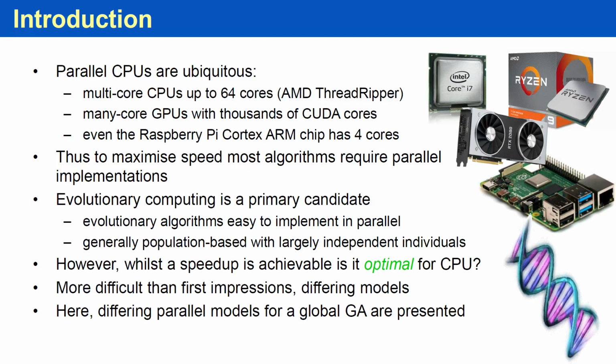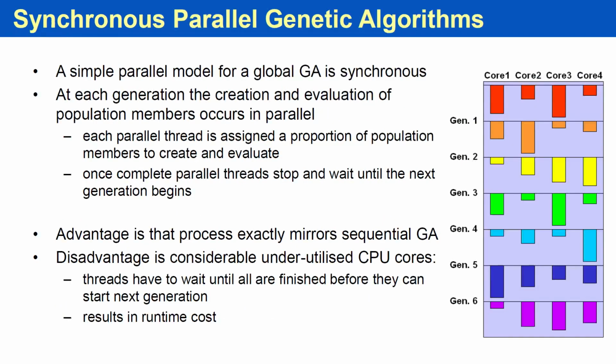The first of these would be a simple synchronous global GA. At each generation, the creation and the evaluation of population members occurs in parallel, but only at each generation. Each parallel thread gets to do a proportion of the population to create and evaluate, and once they've done their bit of work on those particular population members, they then stop and wait until all threads are finished, because sometimes there can be different lengths of time it takes to compute different individuals.